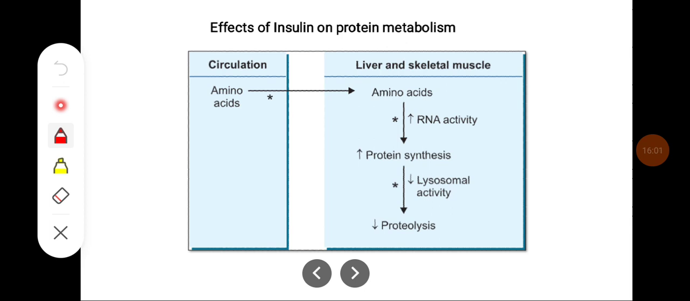In protein metabolism, it is going to increase the uptake of amino acids into liver and skeletal muscle tissue. There, it is going to increase the protein synthesis by increasing the mRNA activity, and it is also going to decrease the lysosomal activity. So there will be decrease in the proteolysis.